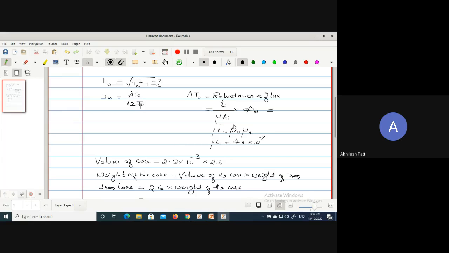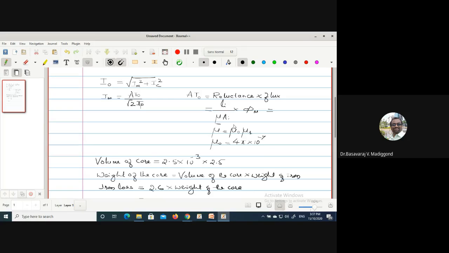Calculating? 1800. Check out, so 2000. 2.5 divided by 1000 into 4 pi into 10 raised to minus 7.